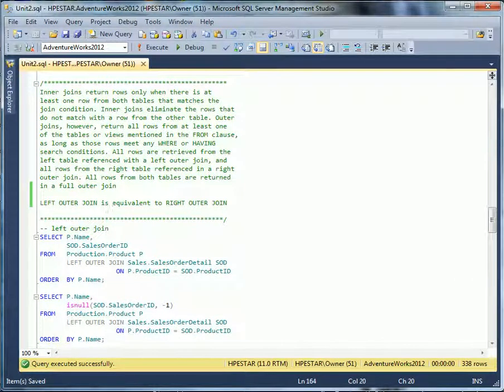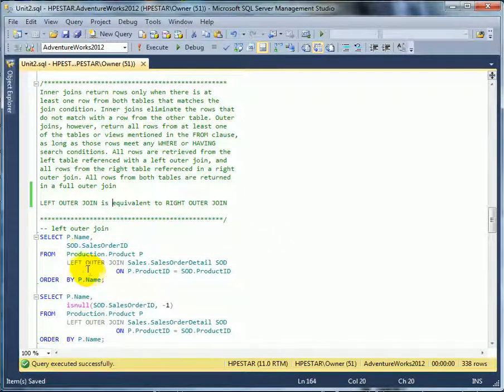When we want to return non-matching rows from one of the tables in the join, we are talking about outer join. Left outer join is totally and completely equivalent to right outer join. Left outer join is mostly used by developers who write left to right, and right outer join is used by developers who write right to left.